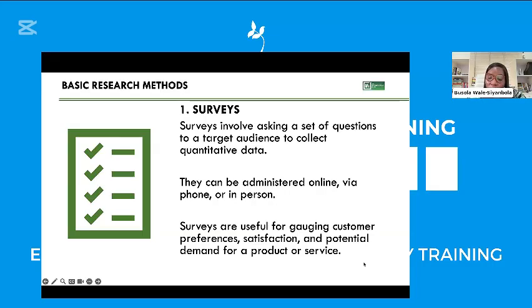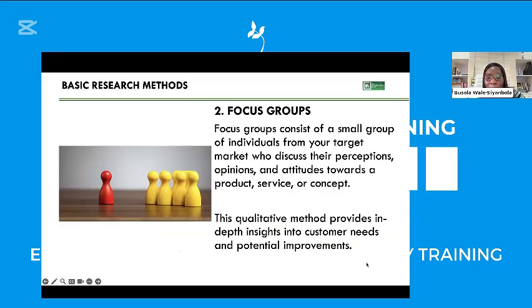They would like to ask you a few questions. I don't know how many of us are familiar with that, if you experienced it before. But it's part of how businesses collate information, okay? These surveys are useful for gauging customer preferences, satisfaction, and potential demand for a product or service.